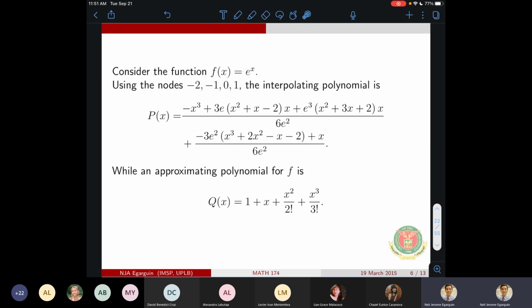But if you plug in, say, 1, kinuha mo yung q of 1, yung q of 1 ay 1 plus 1 plus 1 half plus 1/6. Obviously, this cannot be equal to e, all right? But if you plug in 1 to p, ang makukuha natin diyan ay e to the first power, or e. So ito yung main difference between interpolating polynomial and approximating polynomials or approximating functions.